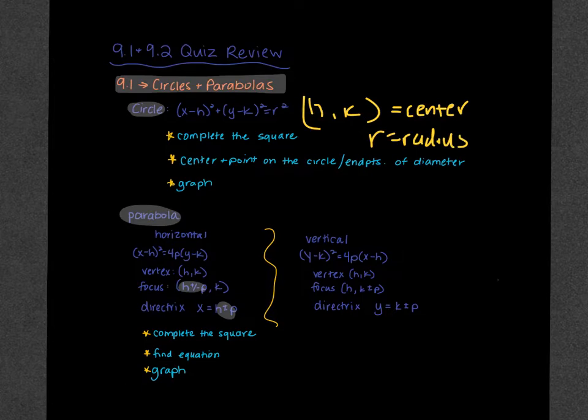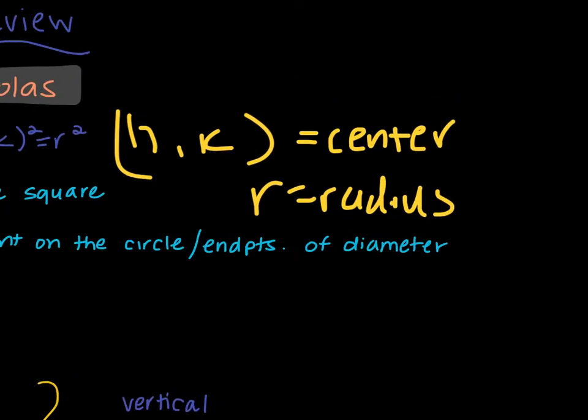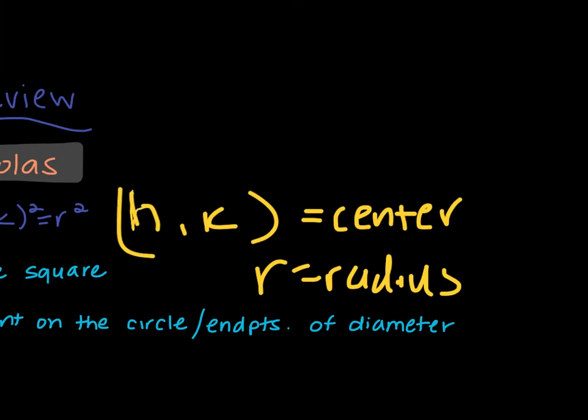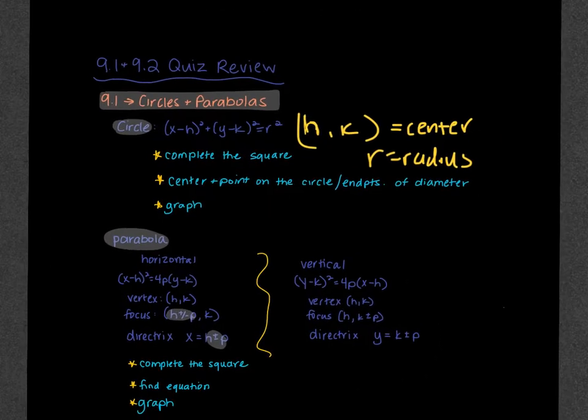So we covered a couple of different types of questions in this section. One was if you were given the equation and you had to complete the square to get the standard form of the equation. One was where you were given the center and a point on the circle, or the endpoints of the diameter, and then you've got to figure out your equation from there. And then obviously know how to graph the circle. So find the center, count right, left, up, down your radius.